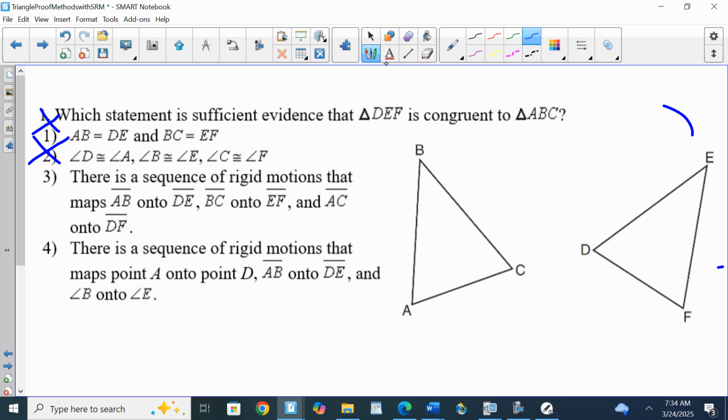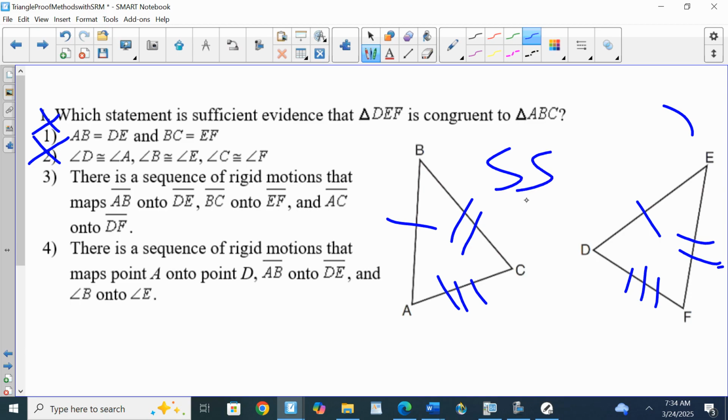There is a sequence of rigid motions that maps AB onto DE. That's good. That counts as a side. BC onto EF. That's good. That counts as a side. And AC onto DF, that's good. That counts as a side. If it's a rigid motion mapping a side onto a side or an angle onto an angle, that's good. That's SSS. That's good. Let's just take a look at the 4th choice.